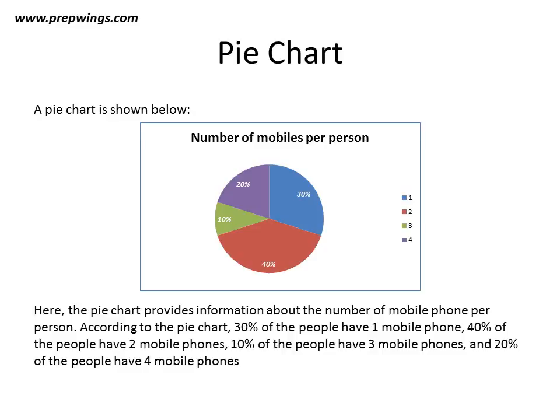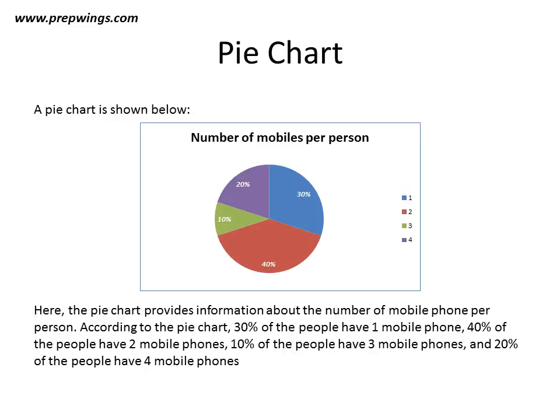Over here we have legends on the right hand side wherein it says blue is 1, red is 2, green is 3 and purple is 4. So that means 30% of people have one mobile phone per person. 40% of people have two mobiles per person. Similarly, 10% of people have 3 mobiles per person and 20% of people have 4 mobiles per person.